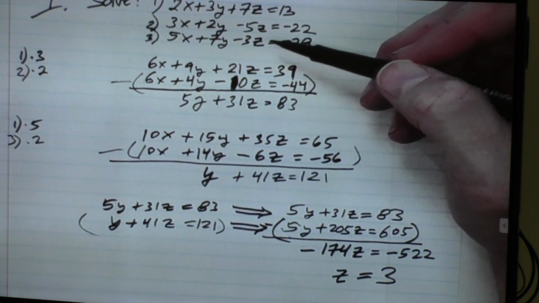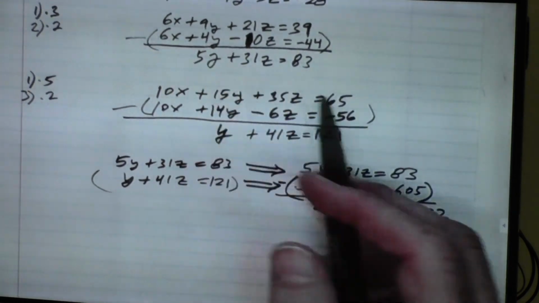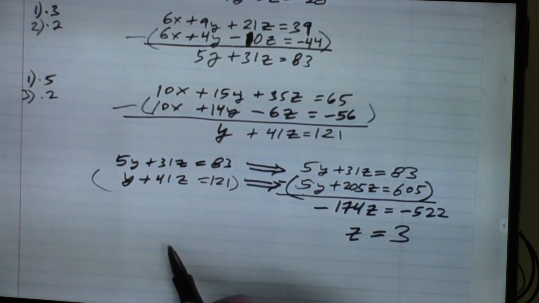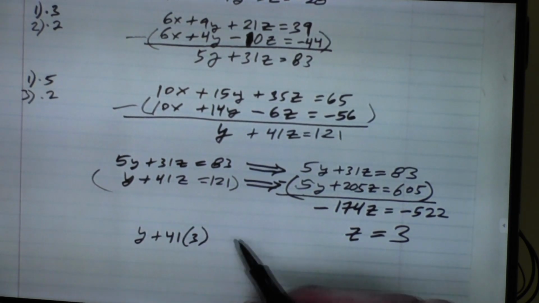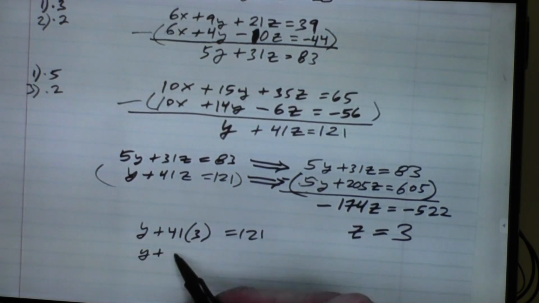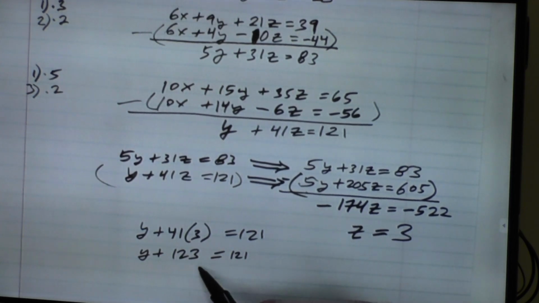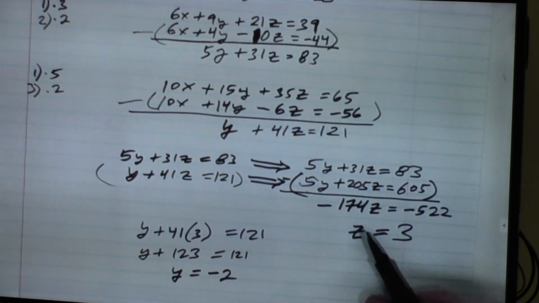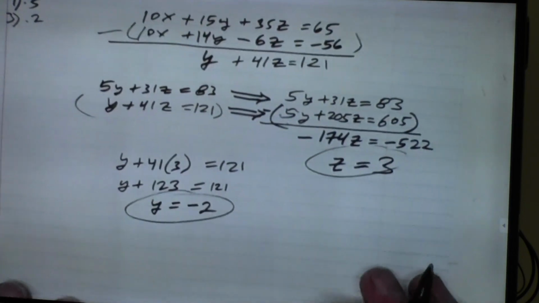Now we need to find the y and the x. Well, let's just go back to one of these two problems, and this one's already set up to make it easy. Y plus 41, and the z is 3. Now we can solve for the y. Y plus 123 equals 121. Subtract 123, and y is equal to negative 2. So I now know this, and I now know this, and now we want to find the x.